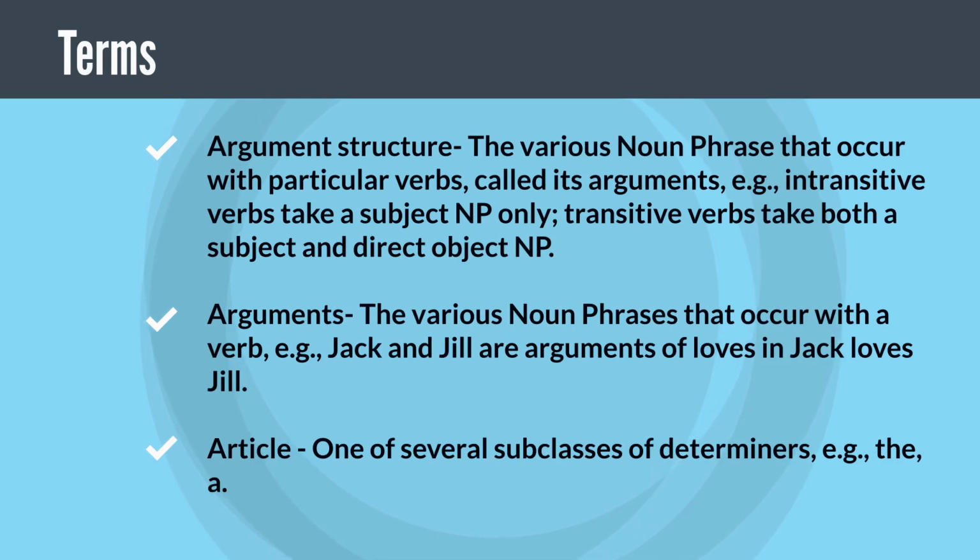Argument structure, the various noun phrases that occur with particular verbs, called its arguments. Example, intransitive verbs take a subject NP only. Transitive verbs take both a subject and direct object NP. Arguments, the various noun phrases that occur with a verb. Example, Jack and Jill are arguments of loves in Jack loves Jill.